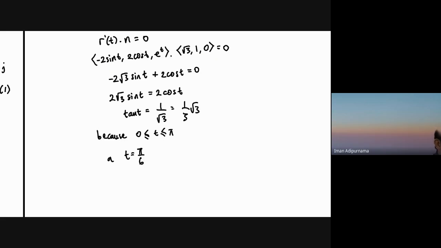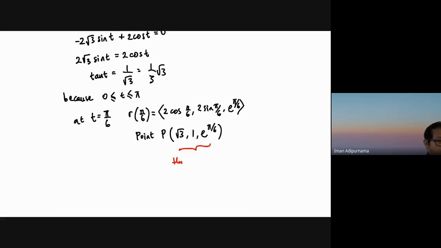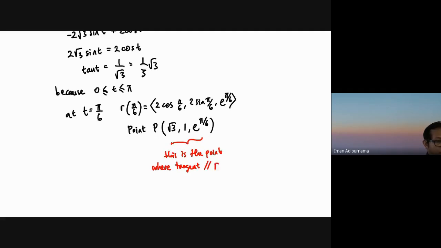So at t equals pi over 6, we will have the position vector: 2 cosine pi over 6, 2 sine pi over 6, and e to the pi over 6. So point P will be that, and that's our point. This is the point where the tangent is parallel to the plane.